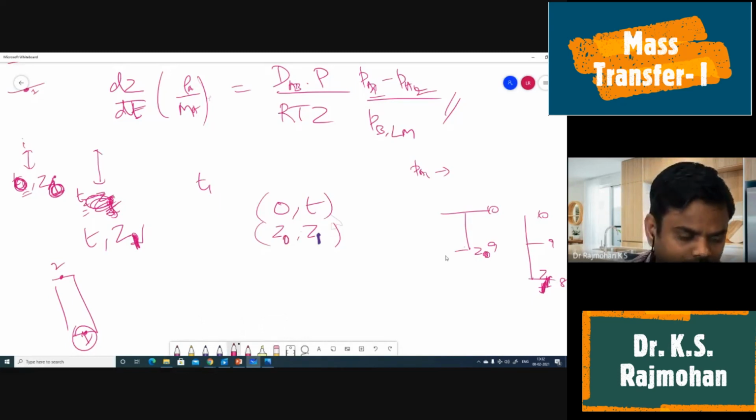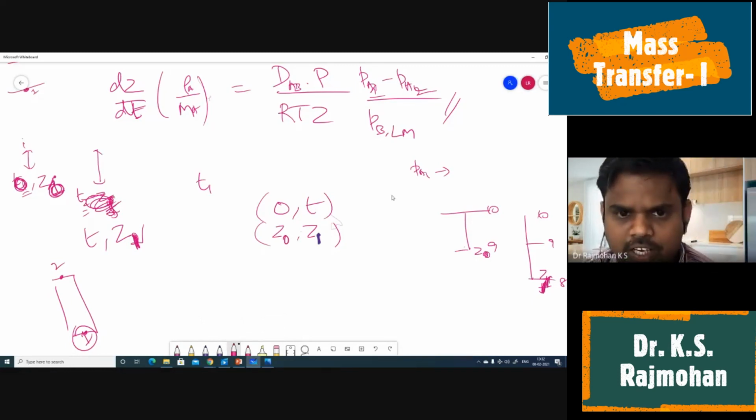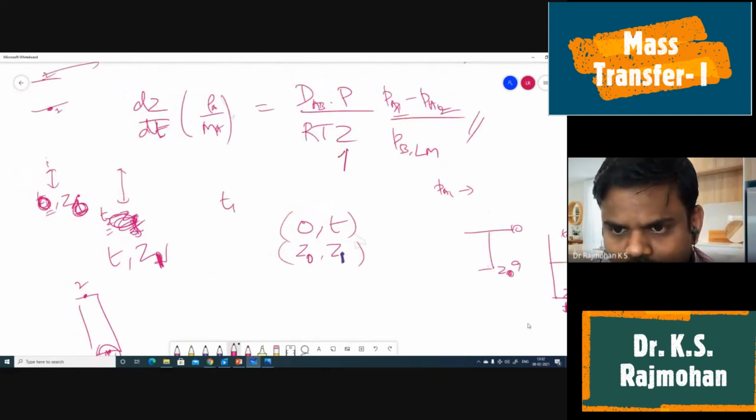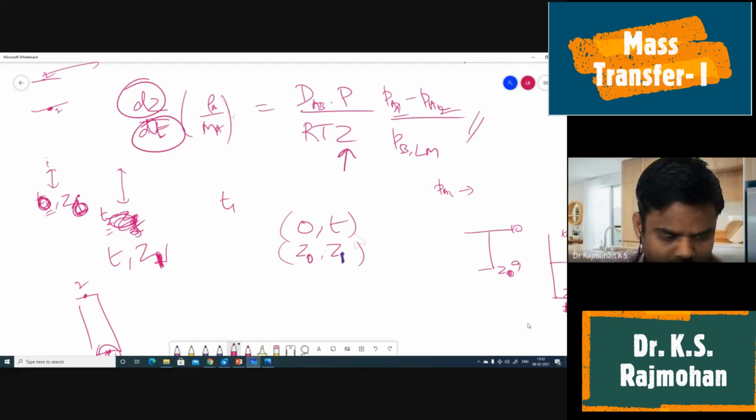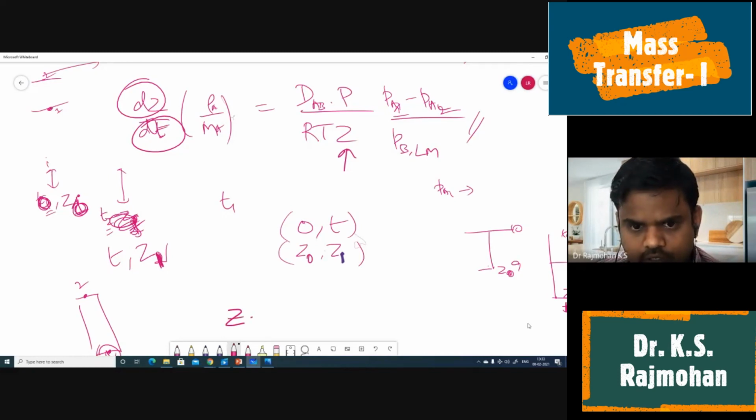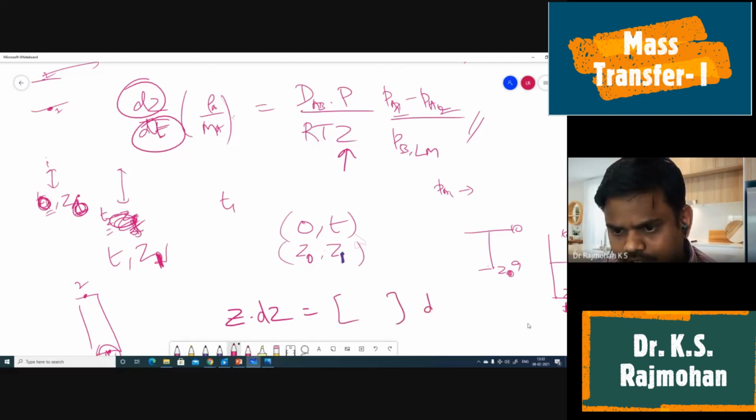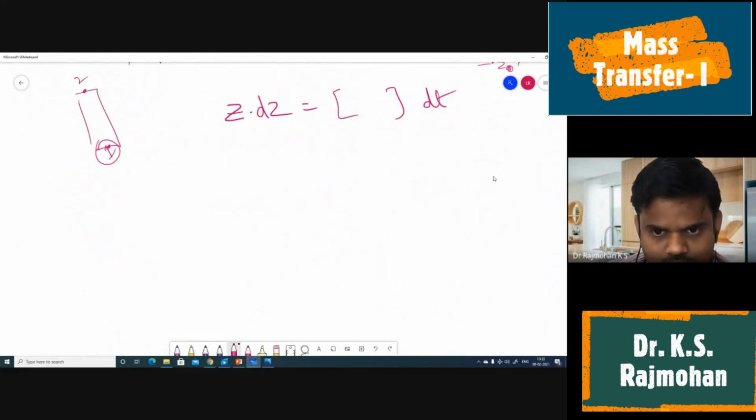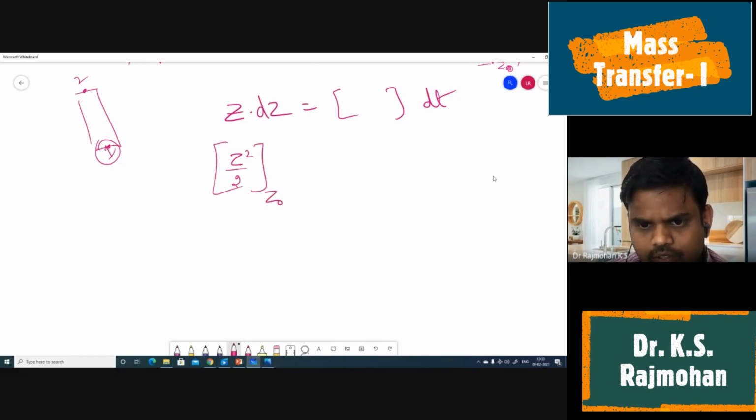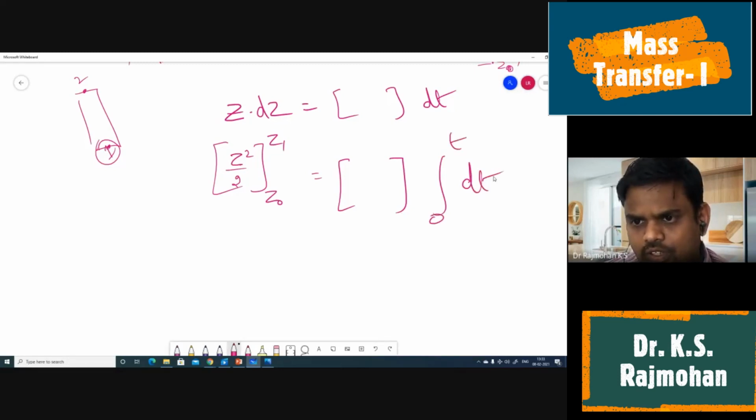We are reaching our time, so you can integrate and tell me the answer. Separating the z terms onto one side, you have z dz and dt, nothing else. It is a simple integration. The integral of z dz is on one side, and all the other terms are constant, and you have dt. Please complete the integration. The limits are there, so what will you get? Z square by 2 from z0 to z1, and the remaining term integral dt from 0 to t.